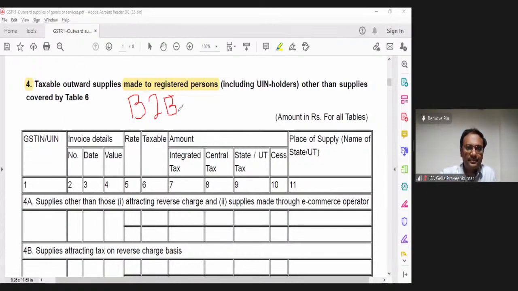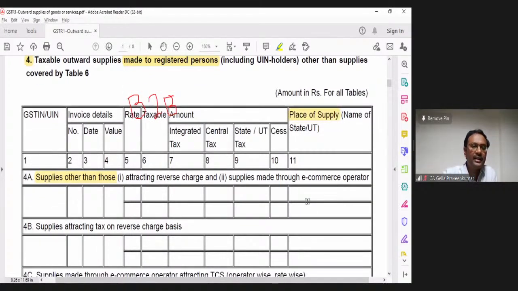First information, B2B: your supplies other than RCM, other than e-commerce operator. So first is your B2B: invoice number, invoice date, value, rate, taxable amount, and the CGST, SGST, IGST, along with place of supply. This is the information captured in my B2B. Next, supplies attracting tax on reverse charge basis.